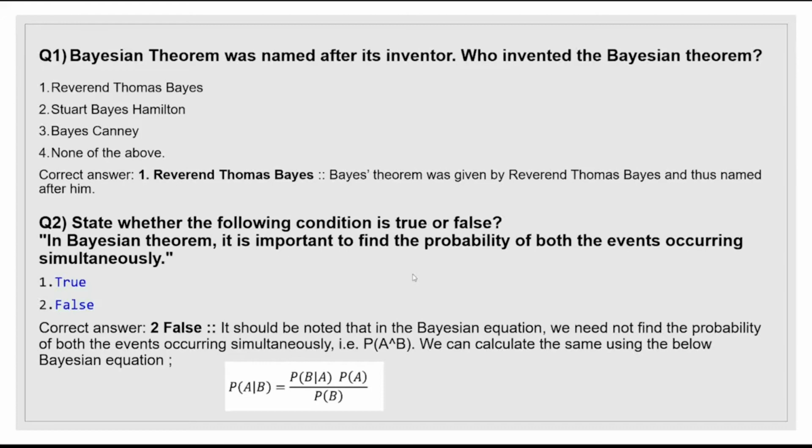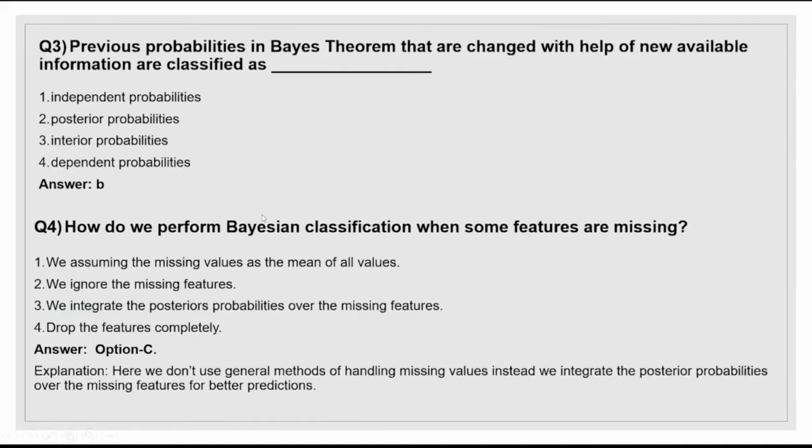Now, as we saw in the earlier slides, I already told you that the Bayesian theorem was invented by a monk who lived in the 18th century. His name was Thomas Bayes. Well, his full name is Reverend Thomas Bayes. And since he created the Bayes theorem, it is named after him.